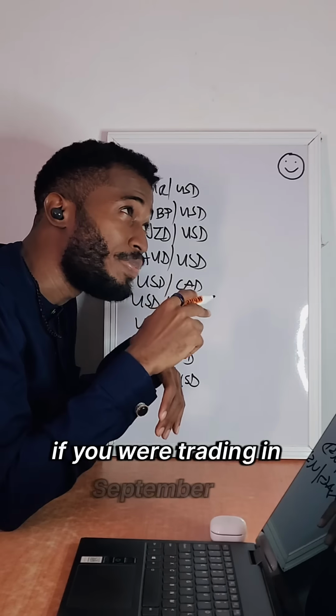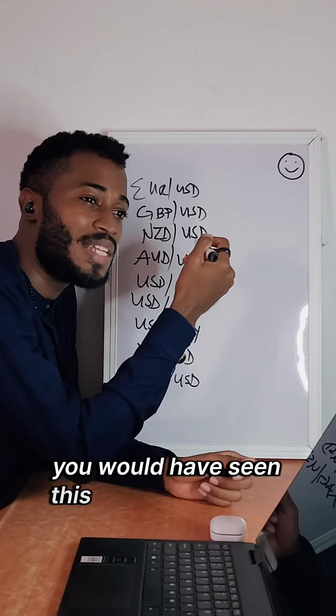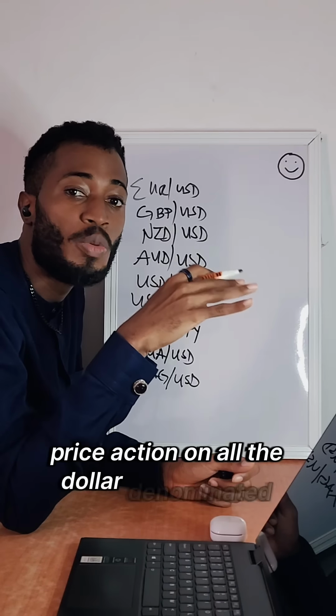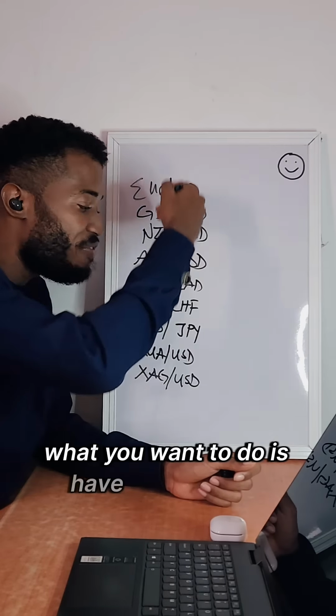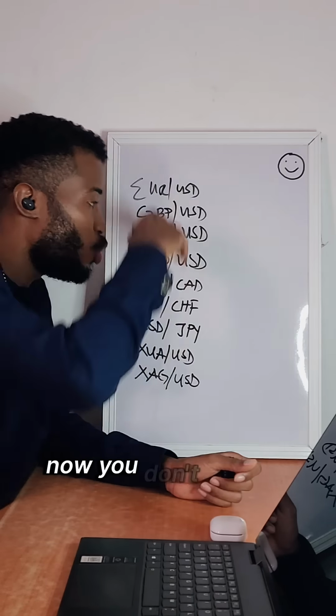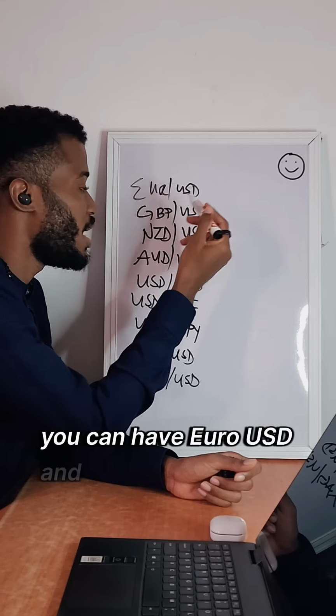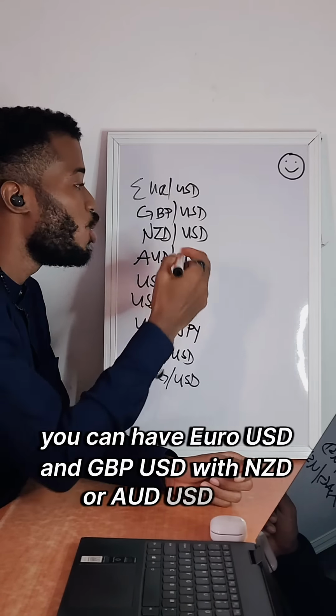If you were trading in September to December of 2025, you would have seen this type of nonsense price action on all the dollar-denominated pairs. What you want to do is have these in one bucket of your watch list. Now, you don't need to trade all of them. You can have EUR/USD and GBP/USD with NZD/USD or AUD/USD for correlation.